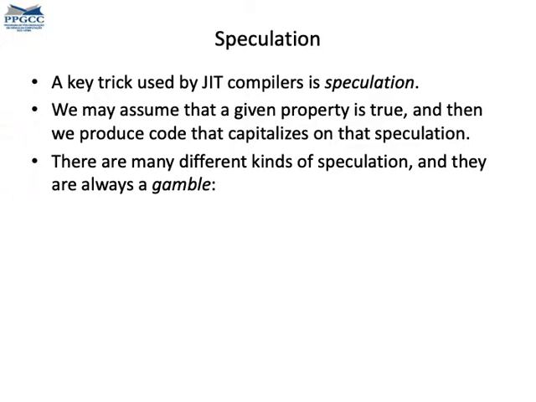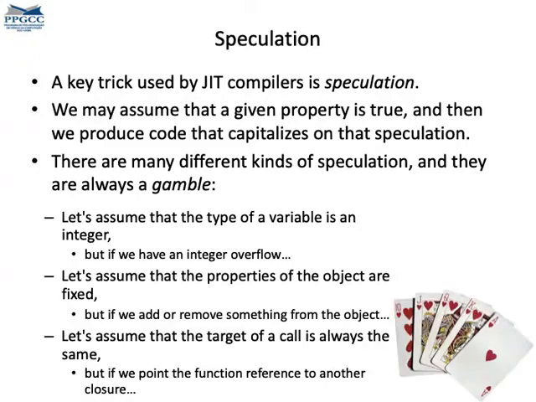Speculation is a bit of a gamble. The JIT compiler observes the program, and based on these observations, decides to apply some optimization on it that makes sense if these observations are true. There are many ways to carry out observations. For instance, we can assume that the type of a variable is an integer, but then if a value is too big, we will have to recompile the program. Or we can assume that the target of a call is invariant, but then if it changes, we will have to recompile again.